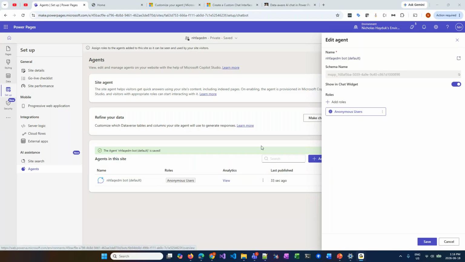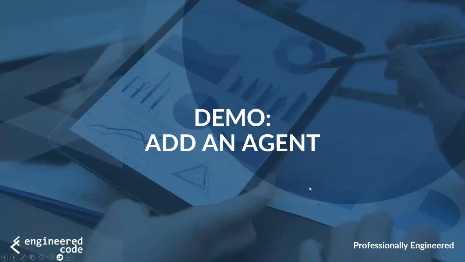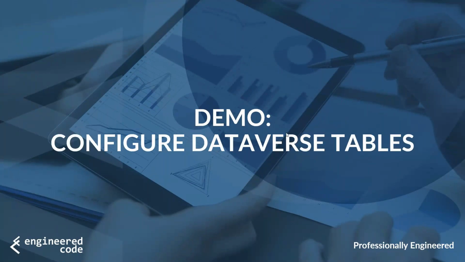Now what I wanted to show you next here, I'll just hit back to here. So that's, in simplest terms, how we can add an agent. Now, I mentioned earlier that we can control which Dataverse tables the agent knows about. So let me show you how that works.